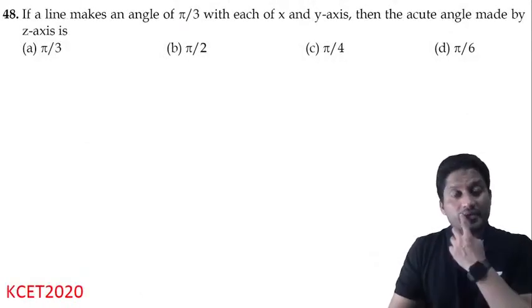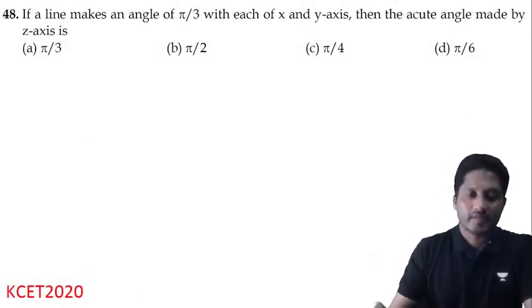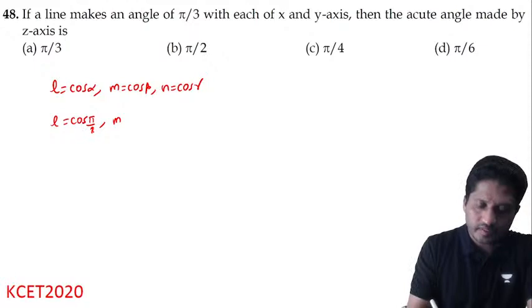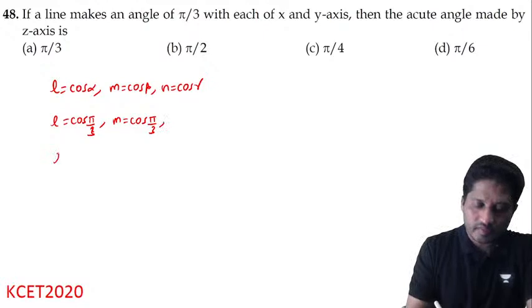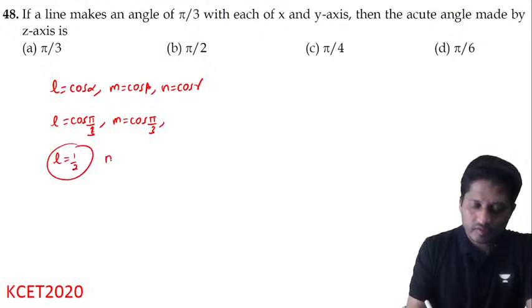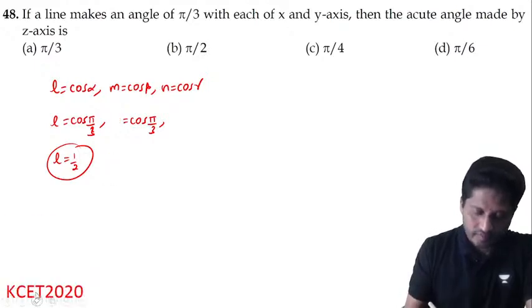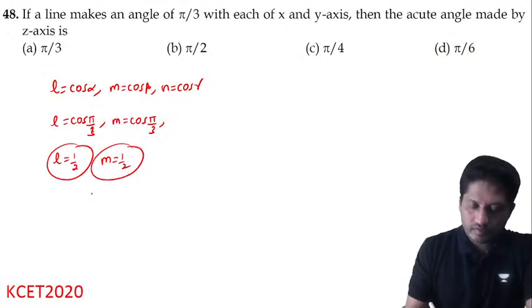If a line makes an angle pi by 3 with x and y axes, then find the acute angle made by z axis. L is equal to cos alpha, m is equal to cos beta, and n is equal to cos gamma. L is equal to cos pi by 3, m is also cos pi by 3, right? And n is equal to cos gamma. Cos 60 is half. Here also cos 60 is half. So L and m are half. Okay, n I don't know.